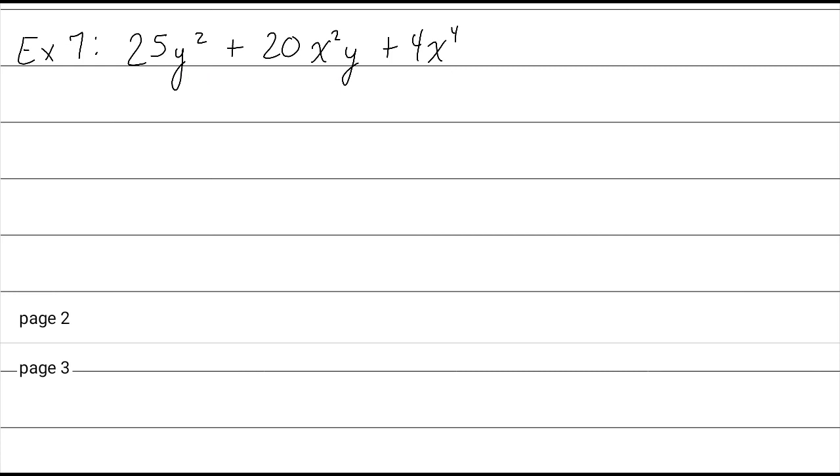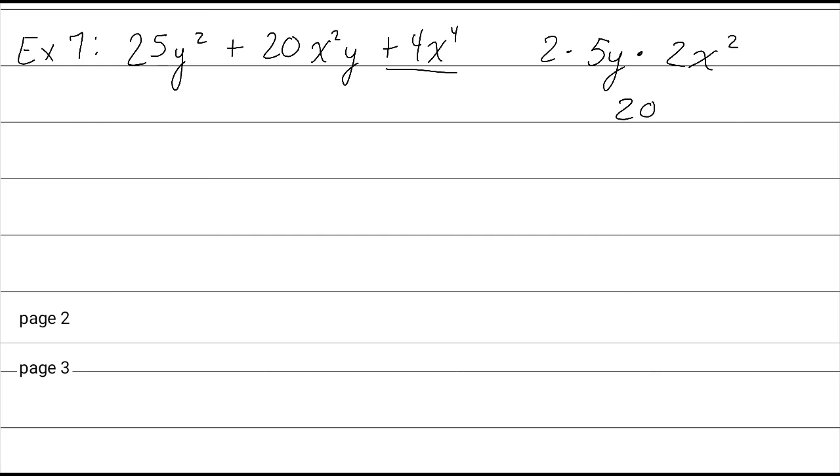Let's just go through what we normally would do. Let's focus on 25y squared. What would have to be squared to give me 25y squared? That would be 5y. What would have to be squared to give me a 4x to the fourth? 2x to the second, right? 2x to the second squared would give me 4x to the fourth. And don't forget to multiply this times 2. 2 times 5 is 10, times 2 is 20.